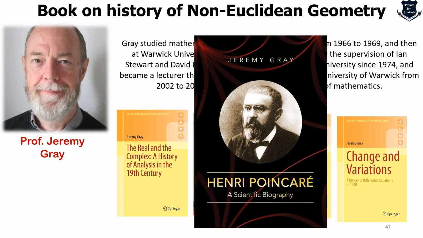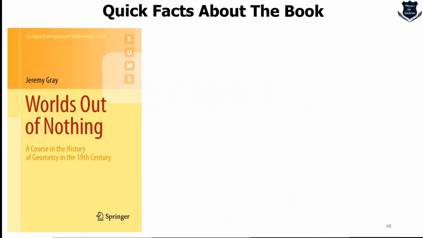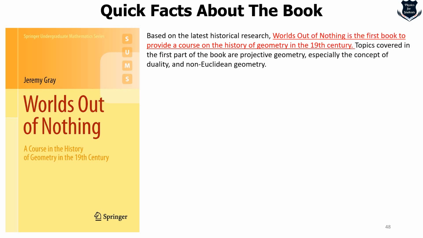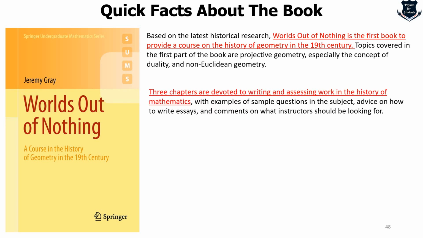Now there are some quick facts about this book, Worlds Out of Nothing, which I would like to give. The first thing is that Worlds Out of Nothing is the first book to provide a course on the history of geometry in the 19th century. Now there are 3 chapters which are devoted to writing and assessing work in the history of mathematics, which I am not covering in the video, but I have covered in the earlier videos on differential geometry.